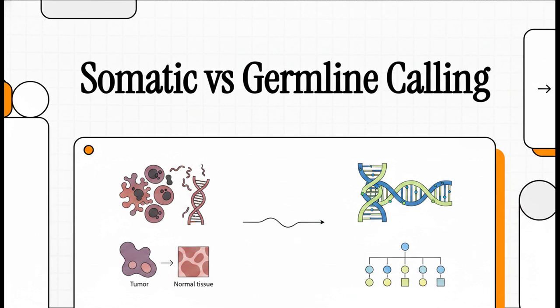By the end of this explainer, you'll understand the distinct laboratory workflows we use to detect hereditary disease risks versus the actual drivers of cancer progression. So let's just get right into it.